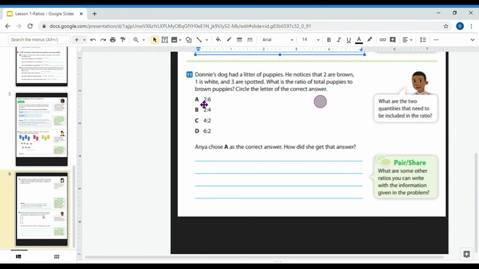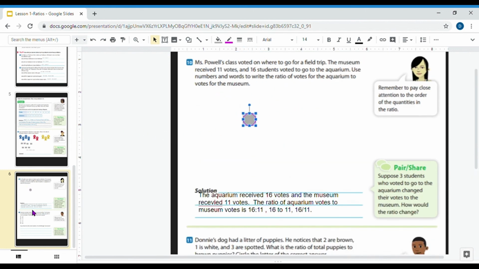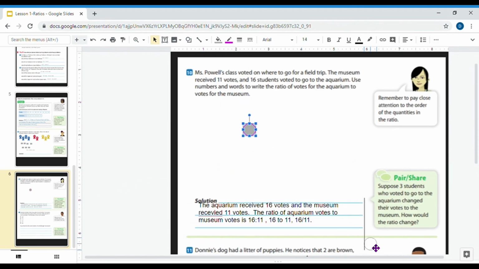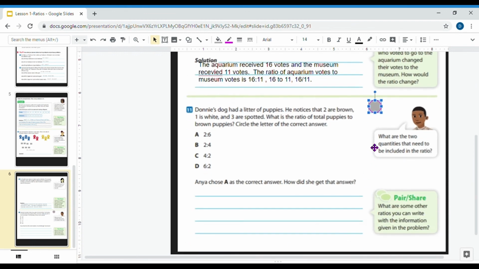So I can immediately look at my 4 answers and determine my answer based off of those. This is a really good example of looking at your answers before looking at your question. Oh, it's down here. Okay. Sorry about that, everyone. Little technical difficulties. So my correct answer is D, 6 to 2.